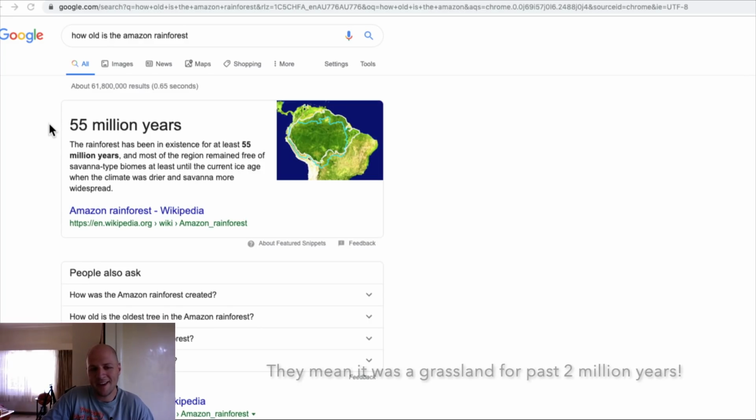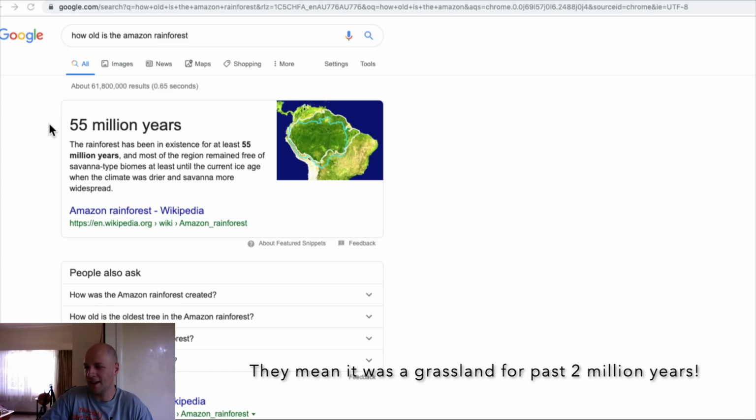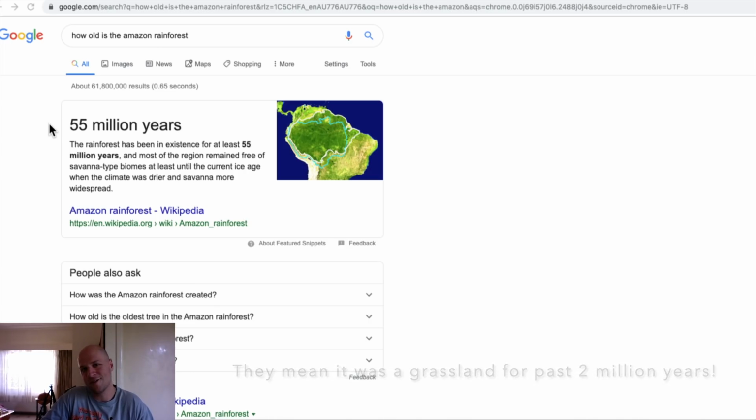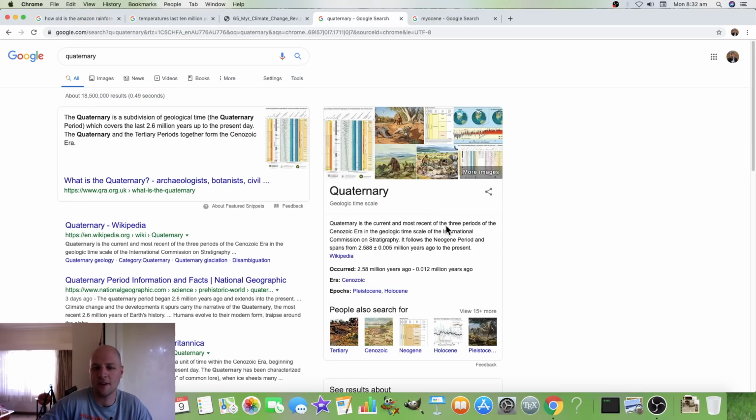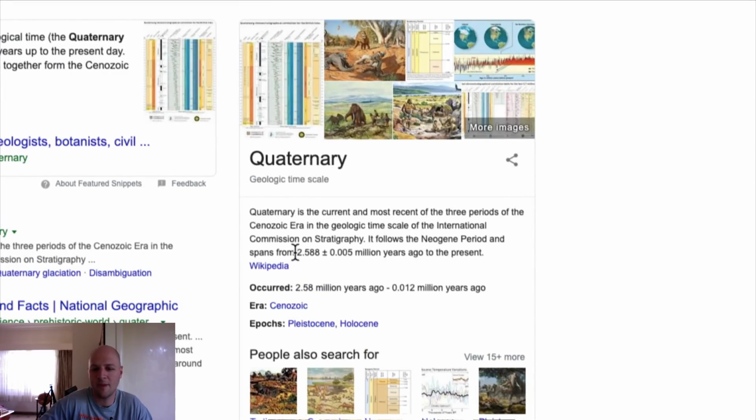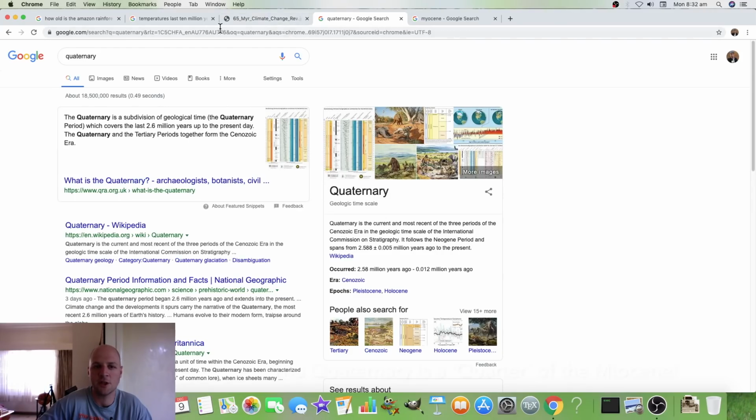So it's saying the forest is 55 million years old, but it's also saying it was a savanna in the current ice age. Now, to me, you can't really say that. So some people have actually taken this and said, well, it's sort of new. And when they say current ice age, they are actually referring to the Quaternary. It's a period 2.5 million years old. This is when temperatures started changing. I'll show you what started happening.